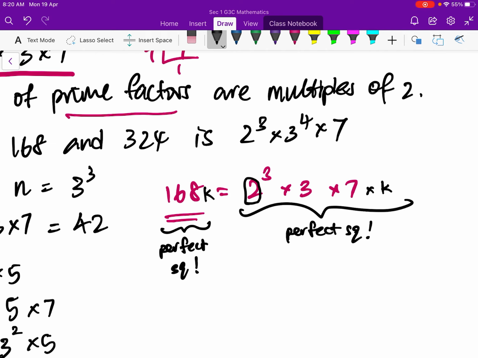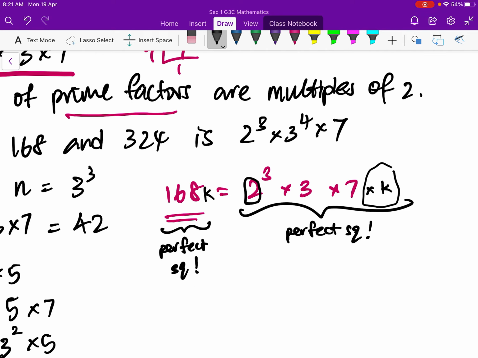So this k that is introduced actually manages to change the power from 3 to an even number, to a multiple of 2. Because we are multiplying, the power will now go up. Okay, because we are multiplying by another number, the power will have to go up. If we are dividing, the power will go down.